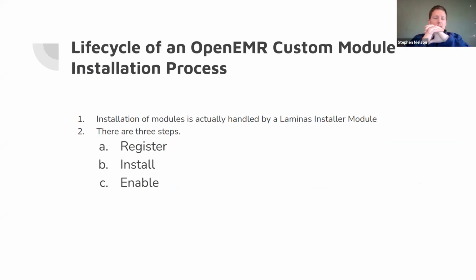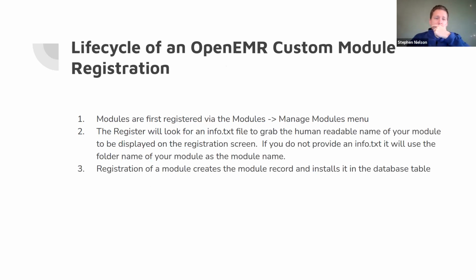So the Laminas installer module has three parts to it. You may have seen this when you've been activating or deactivating modules. So it has a register step, an installation step, and an enable step. Okay. On the registration step, these are done by going to the modules and the manage modules menu. And the register step is going to look for a specific file. It's going to look for this info.txt file.